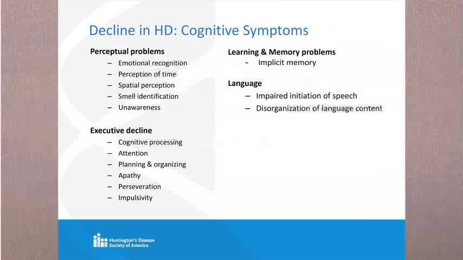Executive decline obviously has a much more significant impact on people's higher functioning jobs. Cognitive processing, attention, planning and organizing, apathy, perseveration, and impulsivity. All of those can have an impact on a person's functioning for work. Learning and memory problems, of course, can happen, and this is more in the implicit memory, but also recall. Language, people can have impaired initiation of speech and maybe a step behind others. And there can be disorganization of language content.